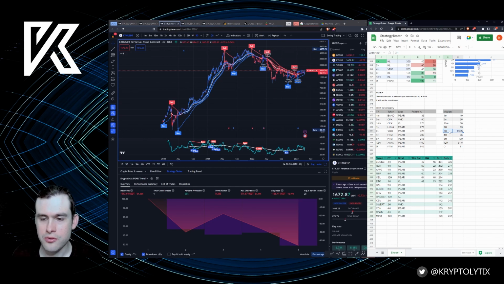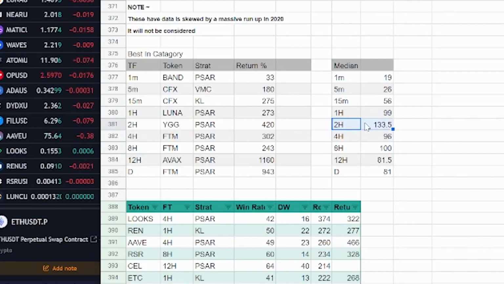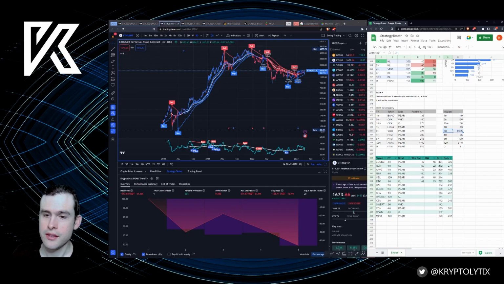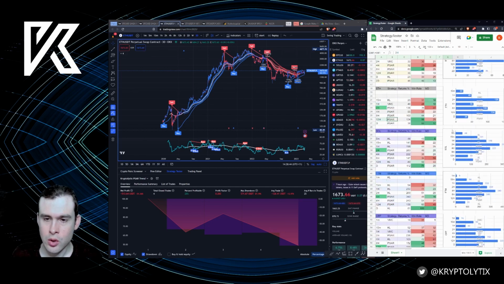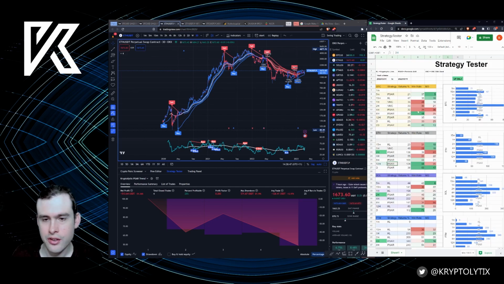So the median basically is a point of reference that shows across all data sets the sort of average, but not average, but you know what I mean, the average figure for returns. So if you're below this, there's no point. I would just find something else. And if you're above this, then it's above the average performance across all data sets. So that's what the median is, and that's just down the bottom of the sheet.